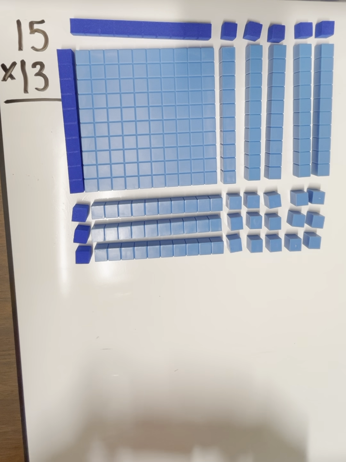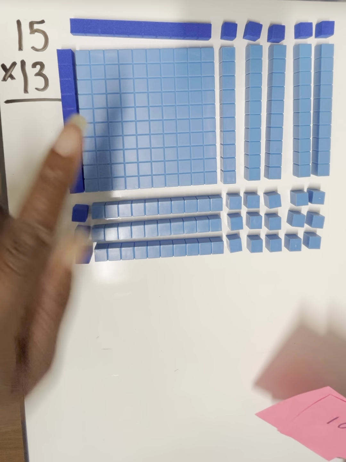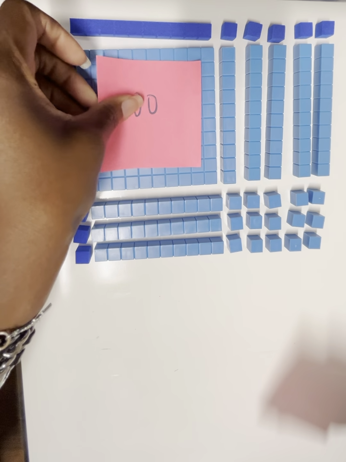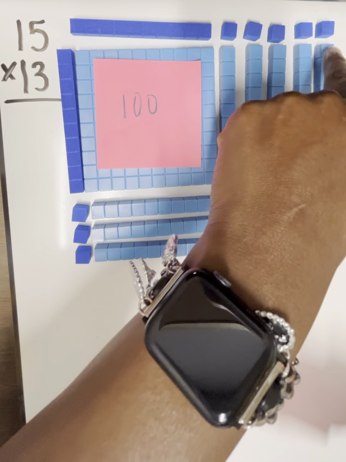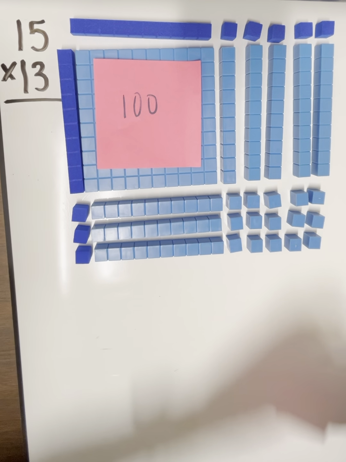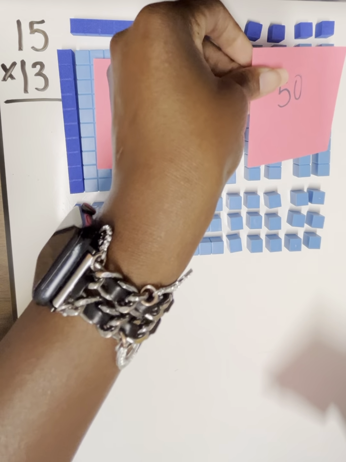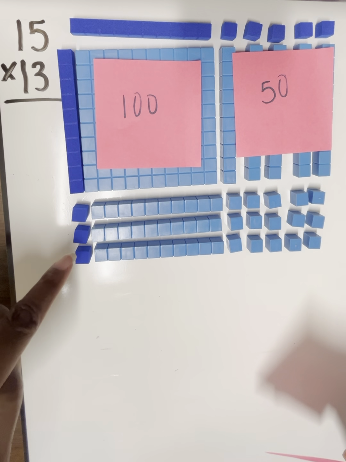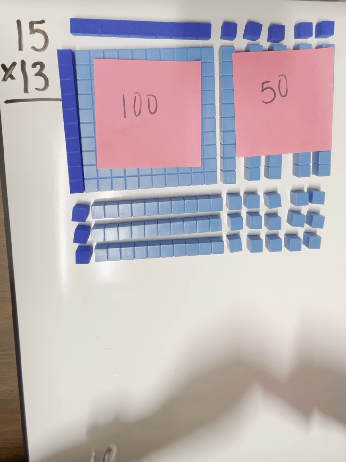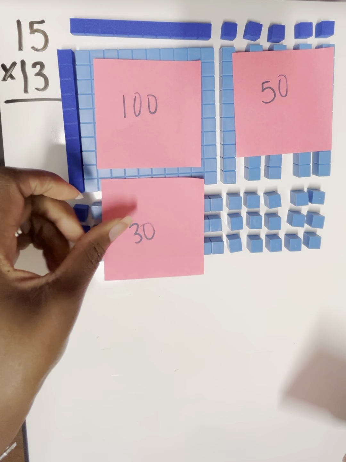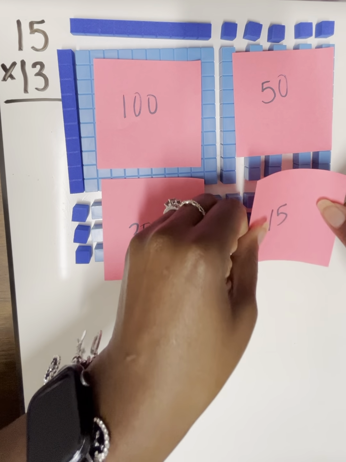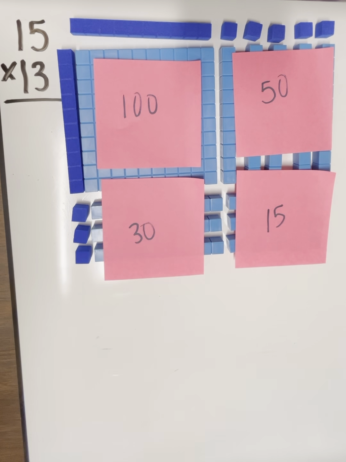So let's look at our products again. 10 times 10 equals 100. 5 ones times 1 ten is 5 tens, has a value of 50. 1 ten times 3 ones has a value of 30. And 5 ones times 3 ones has a value of 15.